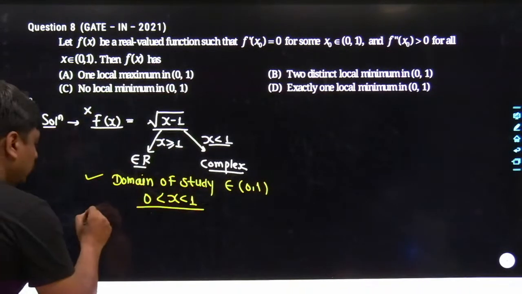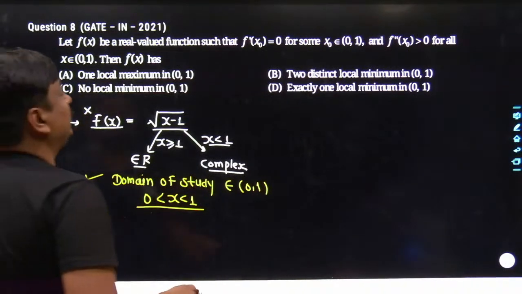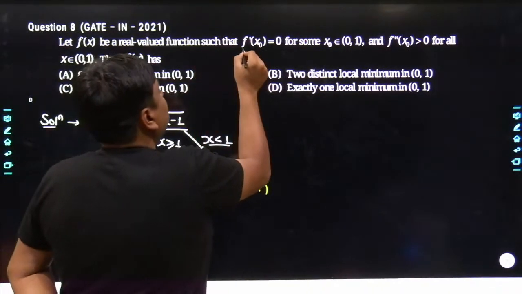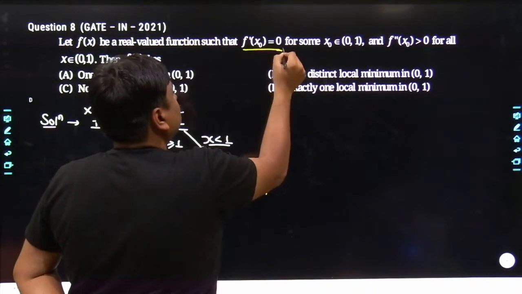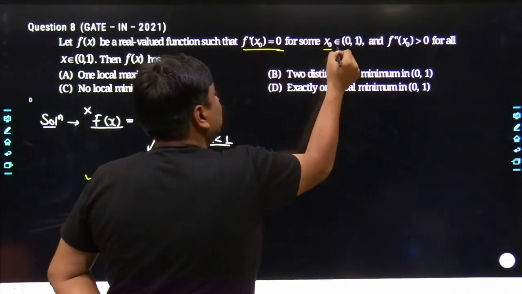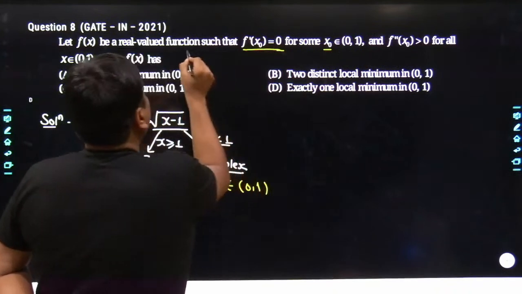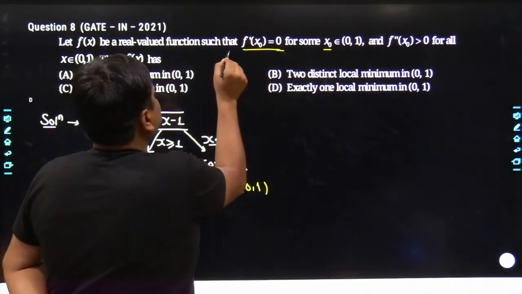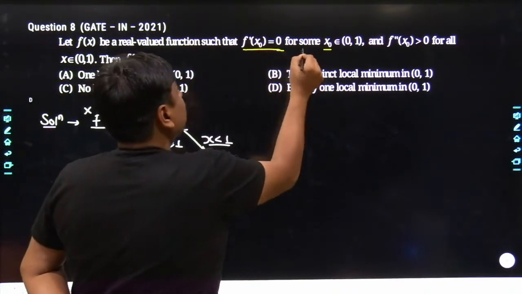Now, the next information supplied along with this problem is that f dash of x naught is equal to 0 for x naught belonging to 0, 1. Here it has been clearly given a real valued function such that f dash of x naught is equal to 0 for some x naught.